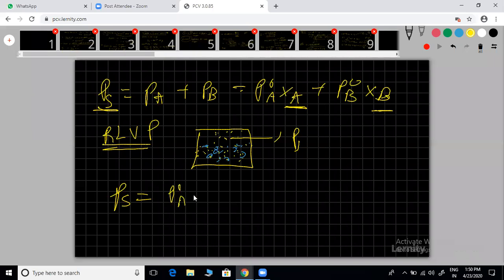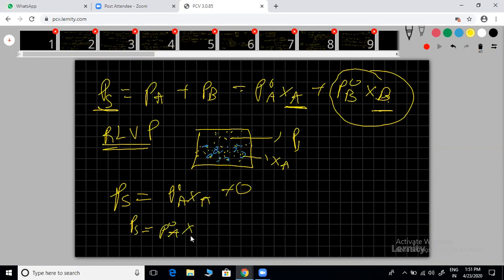P naught A XA plus P naught B XB, but B is non-volatile. Non-volatile means it is not going to evaporate. So this term is going to be 0 because B is not going to evaporate. P naught B is going to be 0. So finally this is 0. So Ps equals P naught A XA.